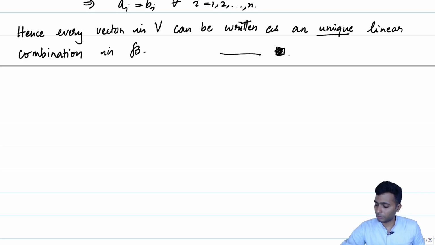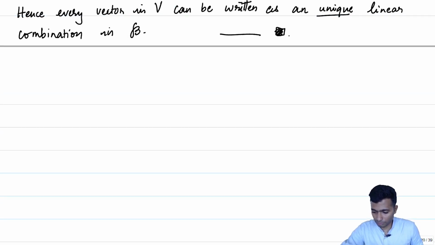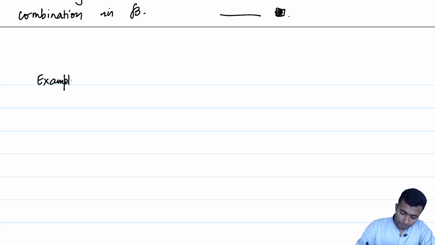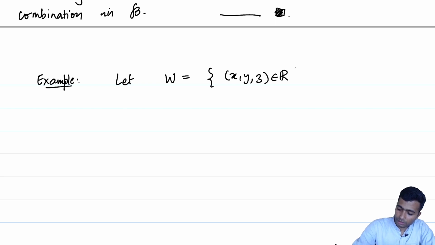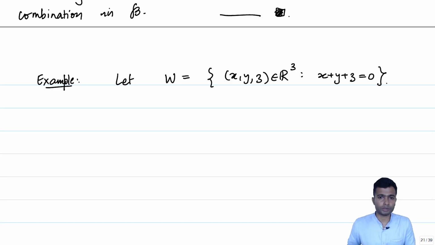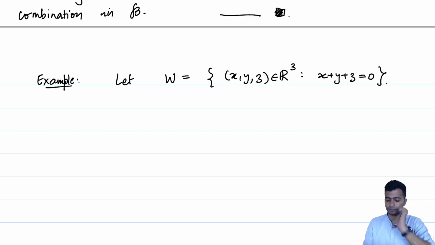Okay, so we have seen a couple of examples. Let's now look at a more complicated example. Consider the example of a subspace we were considering when we introduced vector subspaces, namely let W be the set of all x, y, z in R3 such that x plus y plus z is equal to 0. Okay, so let us try to get hold of a basis for this subspace W.